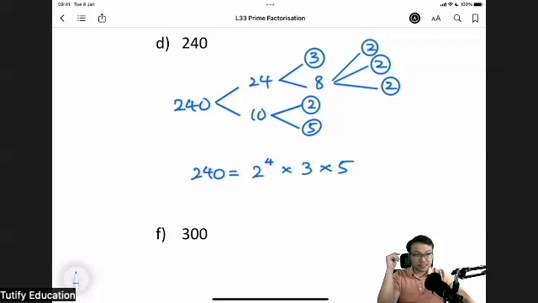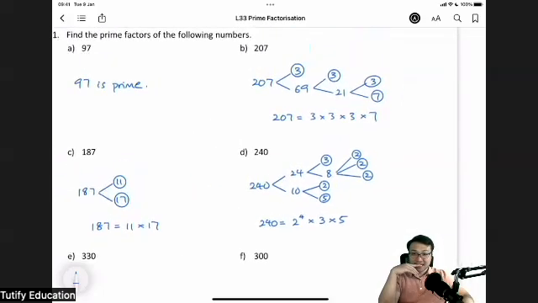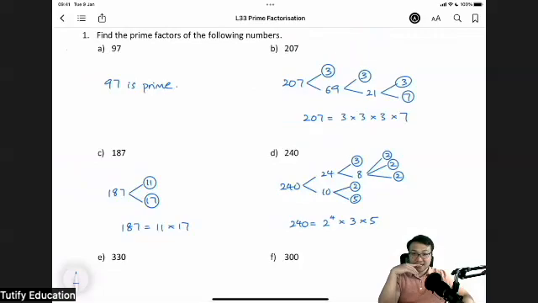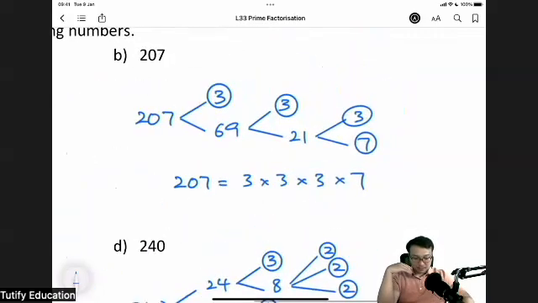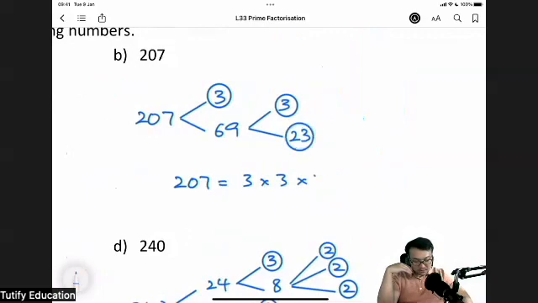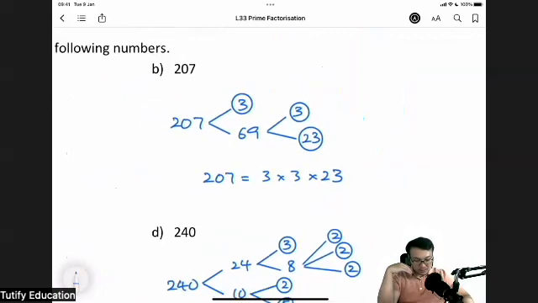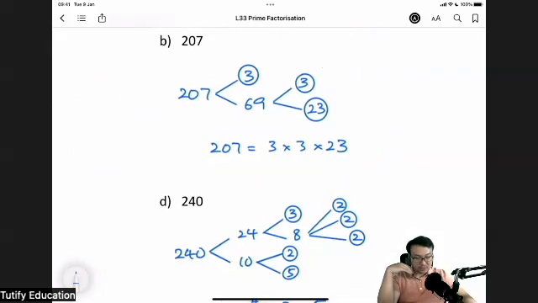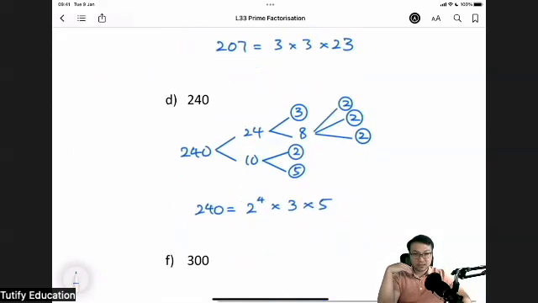Oh, wait, hold on. Kate put up her hand. Yes, Kate, question. I thought for question B it was 3 times 3 times 23. Oh, yeah. Talia, I think there was a mistake here. Thank you, Kate. Actually, 69 divided by 3 is 23, which is prime. Well done. So it's actually 3 times 3 times 23. Thanks for informing us.